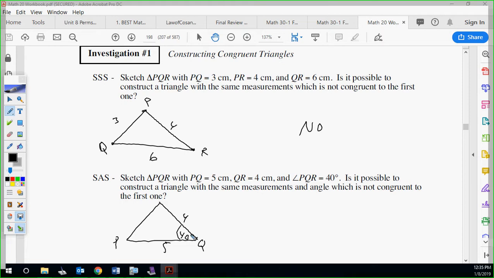So this one is called SAS, side, angle, side. This one's also a no, and I'll explain it this way for you. Obviously, if I draw a triangle of 5, 4, those are going to match, right? Now that we've done that, this 40 is going to make a proportion. We can use cosine law to find this missing side, right? So no matter what, this side, we know what it is. So that can't change. So no, we cannot draw a non-congruent triangle that's in SAS form.